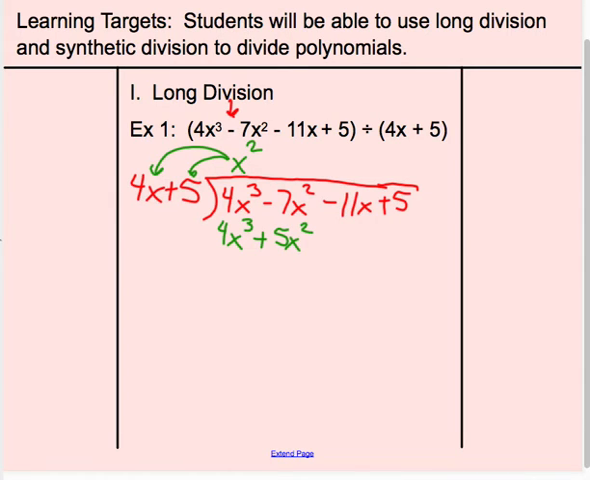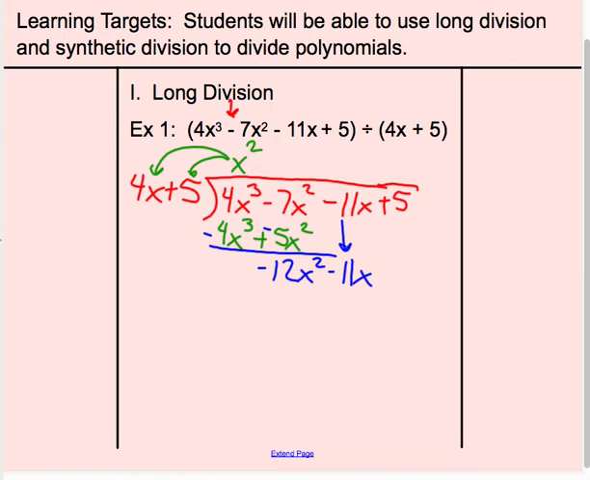Now here's where students tend to make a mistake. Remember, you are subtracting. Think again to that long division back in grade school. After you multiply, you would subtract. I'm going to physically show my subtraction so that I don't lose track of those negative signs. So my first terms cancel. Negative 7x squared minus 5x squared is negative 12x squared. Bring down the negative 11x and then repeat that process.